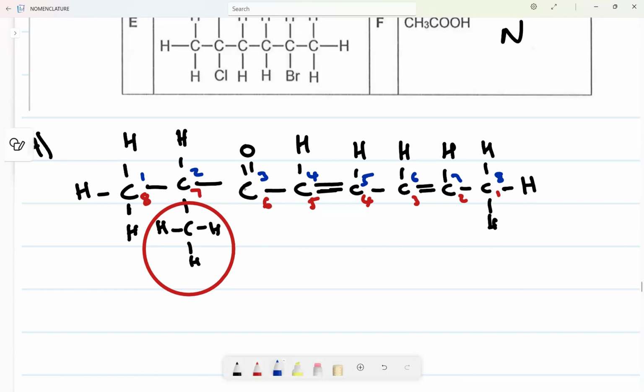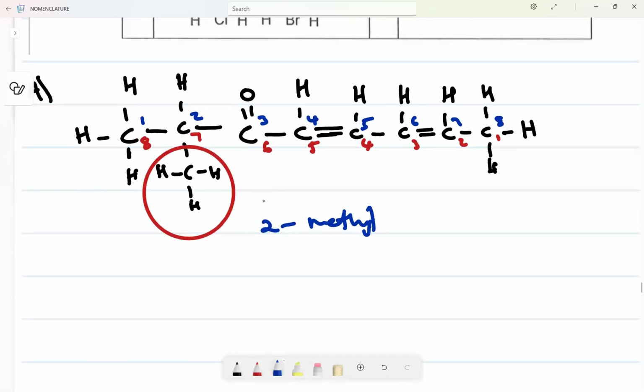Let's see, if I use the blue one, it's going to be 2. I have a what? A methyl. Then what do I have on number 3? Number 3, I have a ketone, because remember, a ketone is in between. On number 4 and number 5, which is number 4, it has a what? An yne. Number 5, number 6, it has an yne.